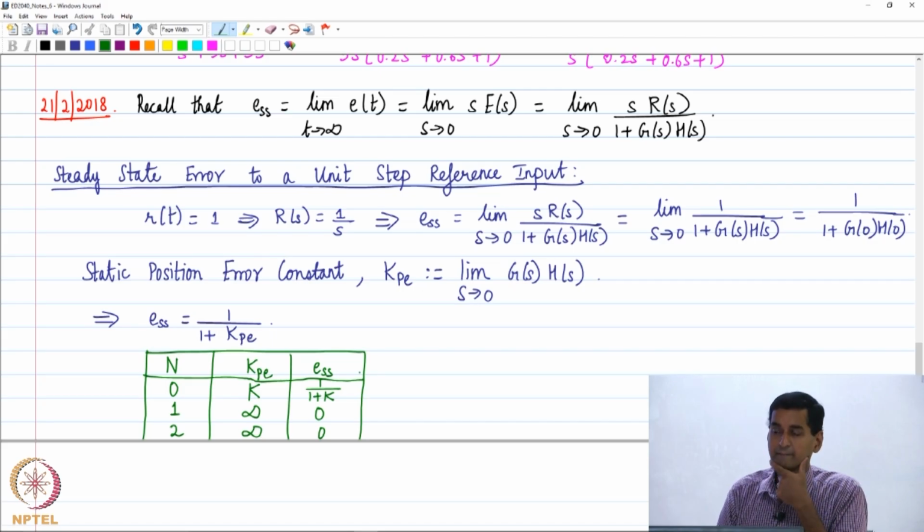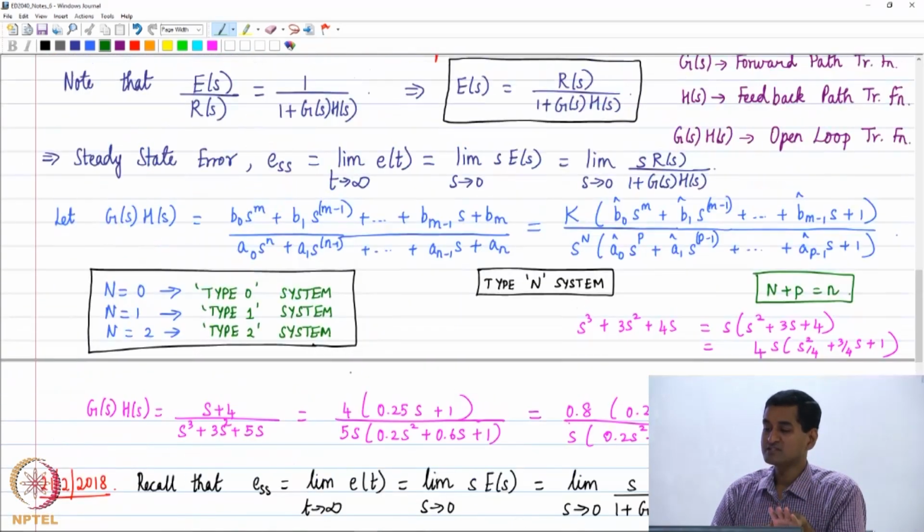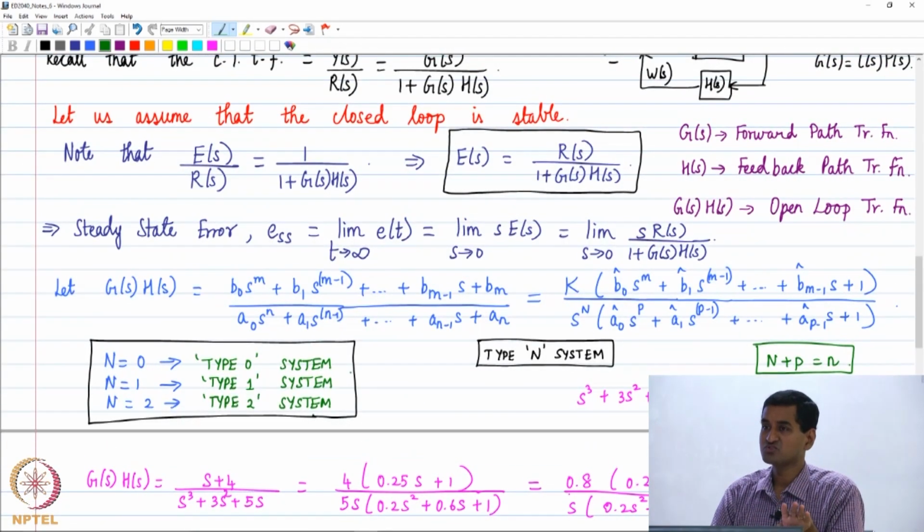Yes. Is there a condition for m and n with numerator and denominator power? Anyway, we are considering causal systems, right. So m is less than or equal to small n, okay. Capital N plus p is equal to small n, okay. So those are the constraints.